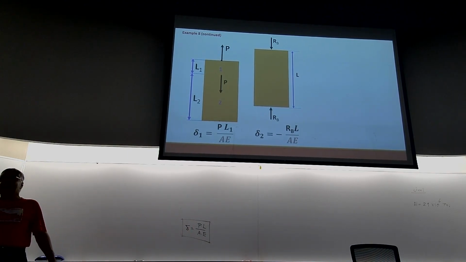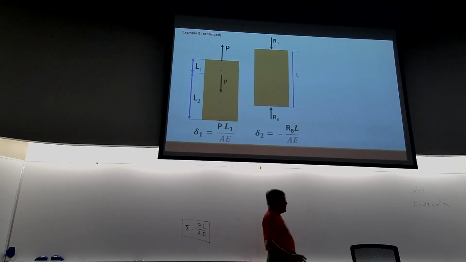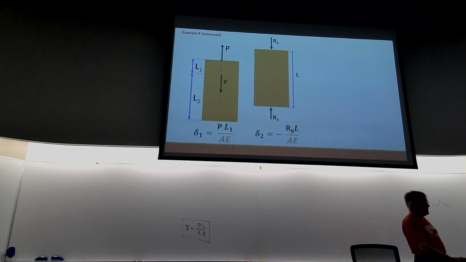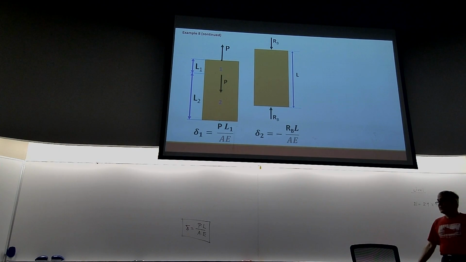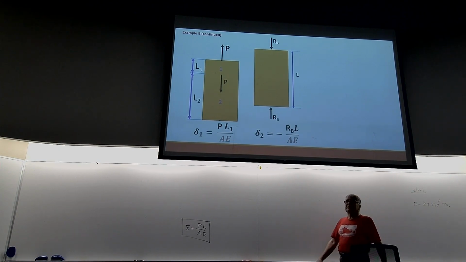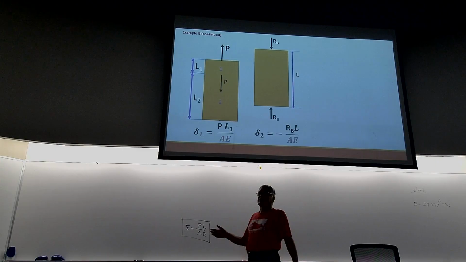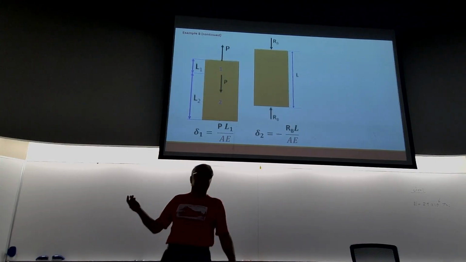Then we're going to put back what we removed, which was RB. So if you put RB back here, then we will have support reaction here equal to that, and the entire structure will be compressed by that force. So delta 2 will be negative RBL divided by AE. And the next step is that we set delta 1 plus delta 2 equal to 0.